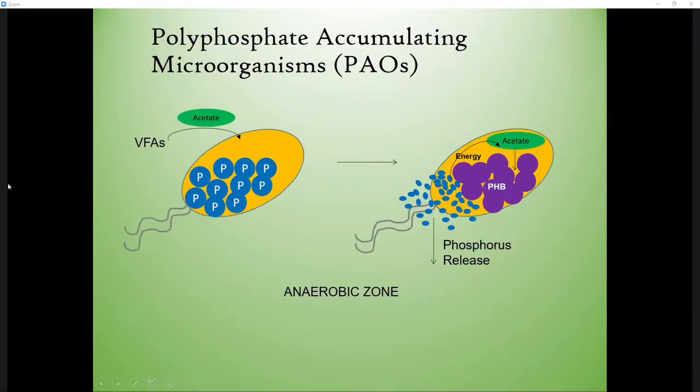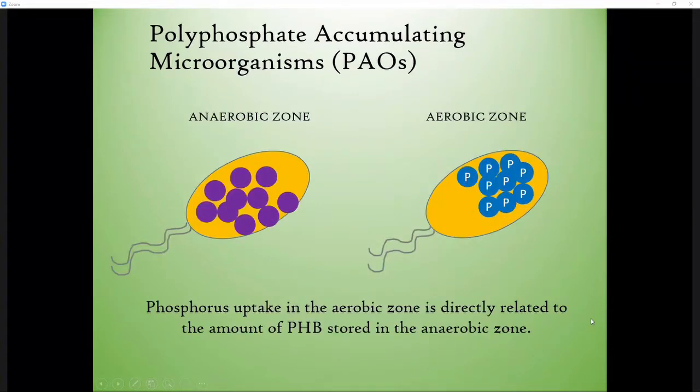And then when they recycle back, they've got a whole bunch of phosphorus. They take up the VFAs, and they store it as PHB. So, like I said, the phosphorus uptake you get in the aerobic zone is directly related to how much PHB you have in the anaerobic zone.